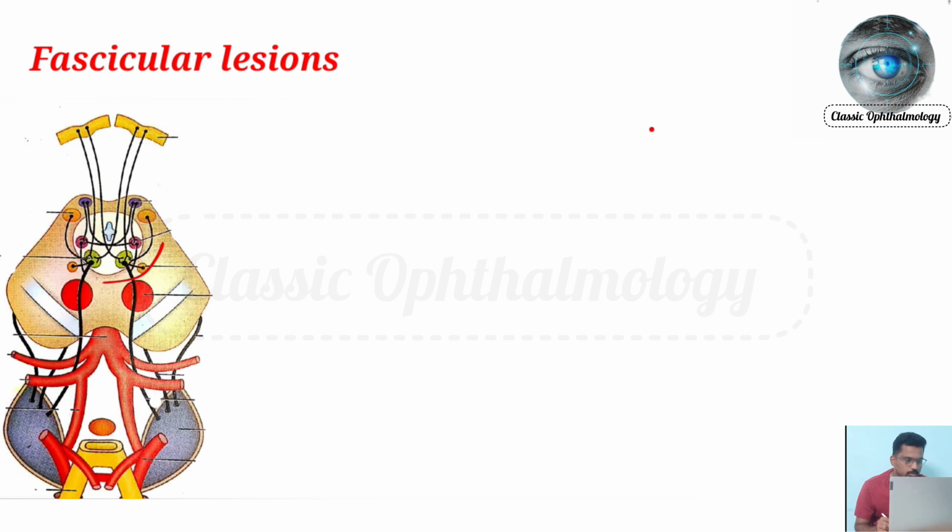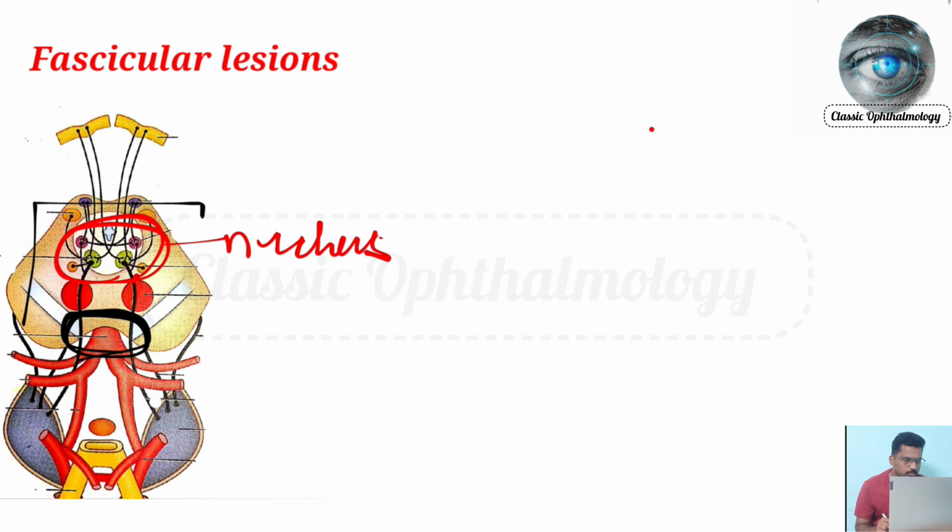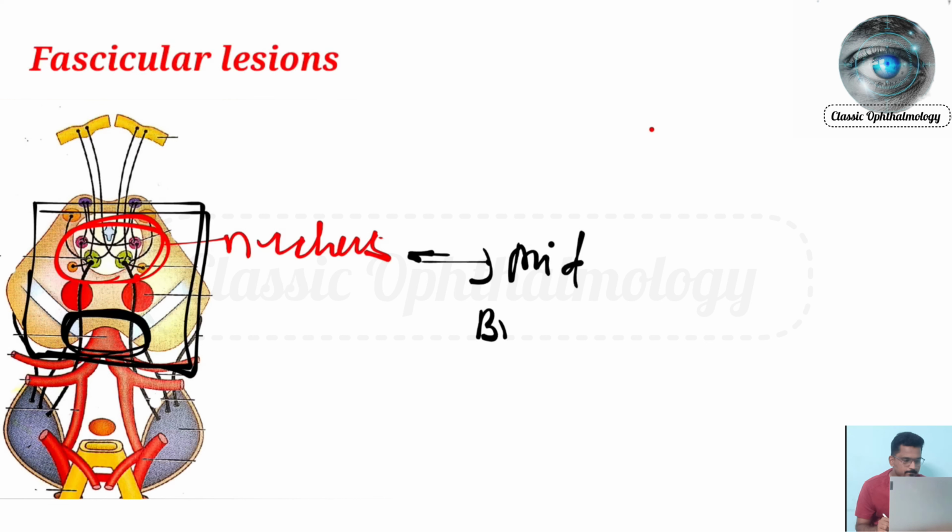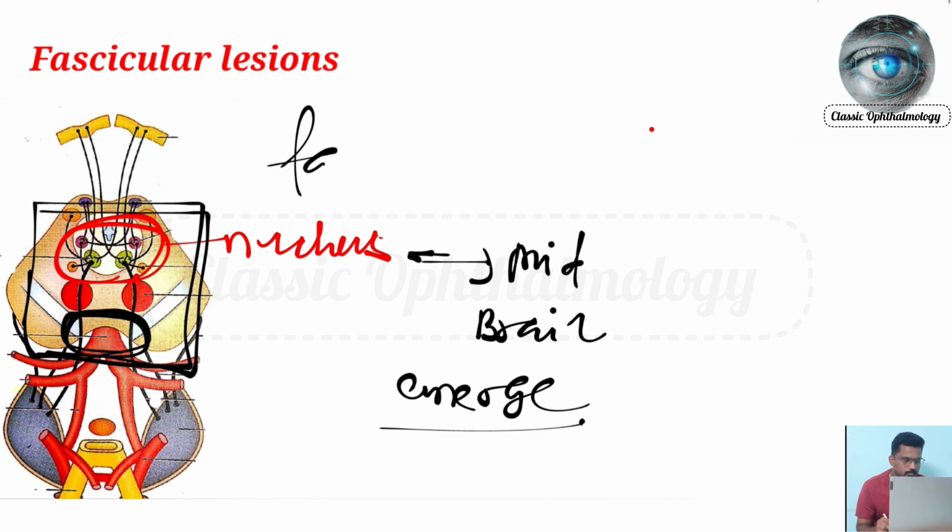What are the different lesions that can occur along the course? Now we know that this is the nucleus, and the part between the origin and its emergence from the midbrain is called the fascicular part. Nucleus to midbrain emergence is the fascicular part, and there lie the red nucleus and the cerebral peduncle, which it crosses.